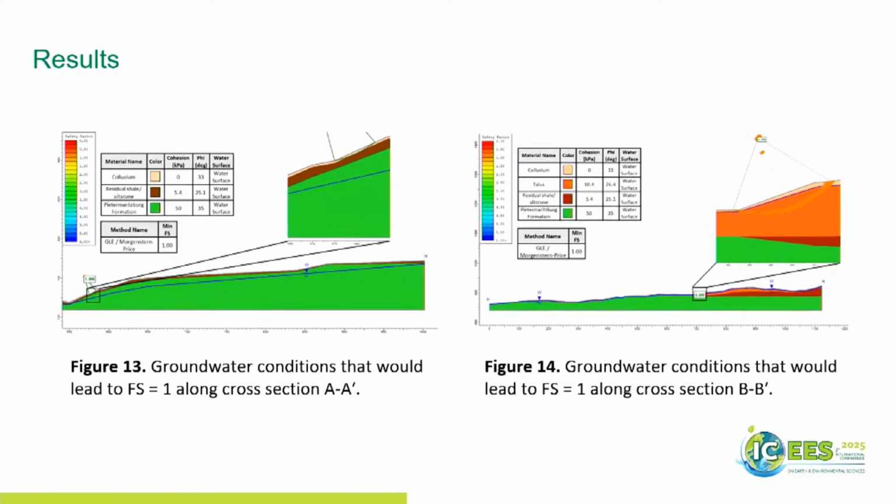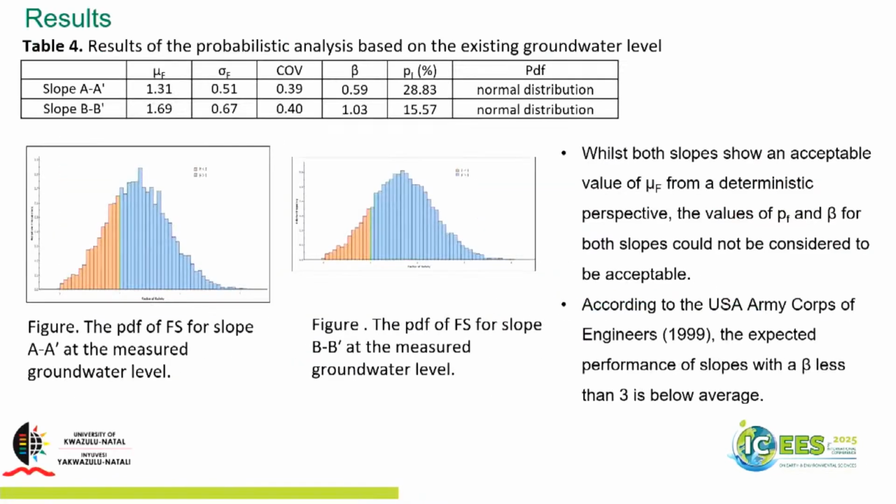And we looked at the groundwater conditions, based on the average parameters, under which the slope would fail, because we are not certain at what point the groundwater level would be when the slope failed. So we vary the groundwater level based on the average parameters until we get a factor of safety of 1. That is the point where the slope would fail. In the case of slope AA, it is within the shale material, and in the case of slope BB, it is at the interface between the colluvium and the talus material.